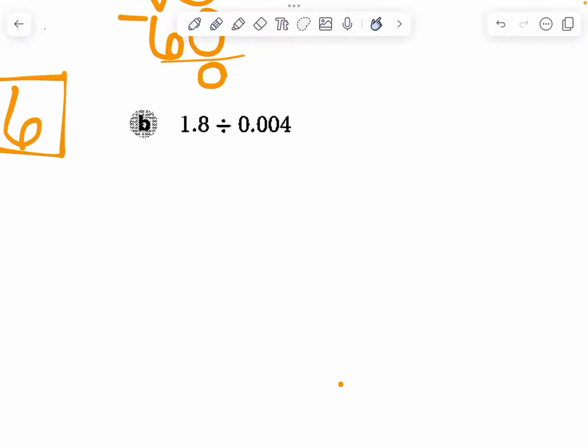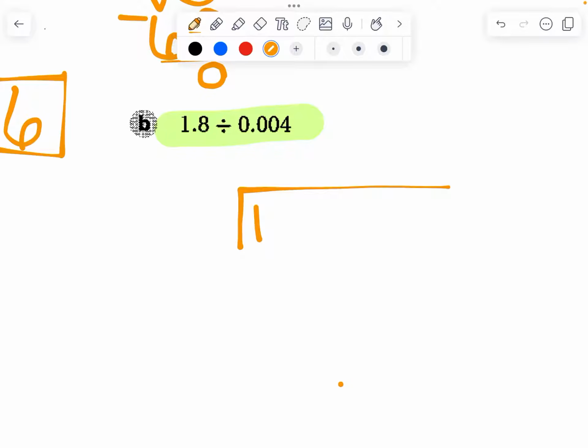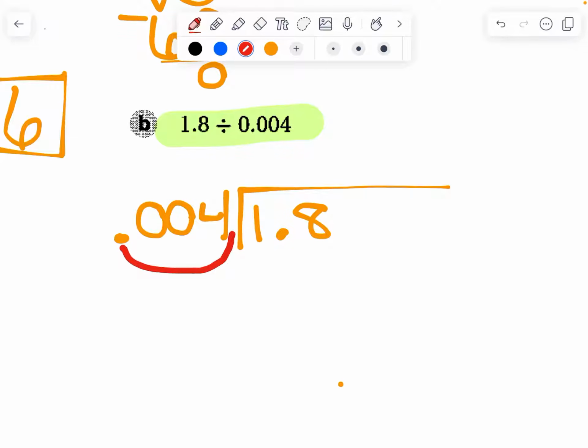All right, we've got 1 8/10 divided by 4 thousandths. 1 8/10 is your dividend. 4 thousandths is your divisor. Remember the rule that we've learned, you are never allowed to have a decimal in the divisor. If you're not allowed, we're going to slide that decimal 3 places to the right.